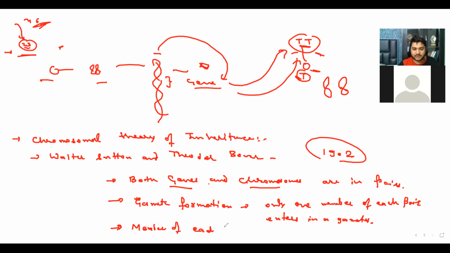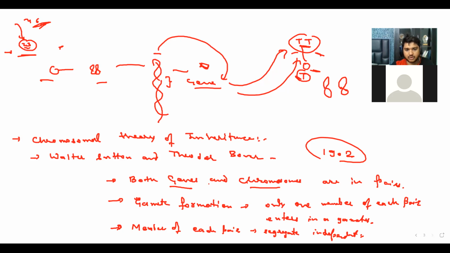Members of each pair of chromosomes segregate independently, so they have the similarities. Okay, so the chromosomal theory of inheritance was given by which scientists, can you tell me? Walter Sutton and Theodore Boveri. So we usually call them Sutton and Boveri, in 1902. They said chromosomes and genes have similarities. What are the similarities? Both genes and chromosomes occur in pairs. During gamete formation, only one member of each pair enters a gamete, and members of each pair segregate independently to make variation.